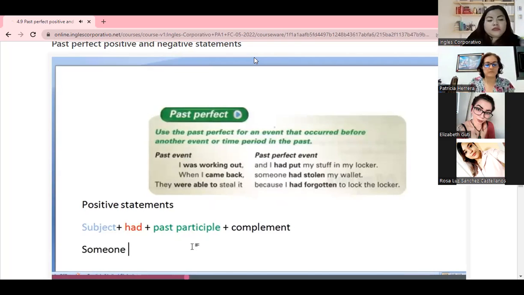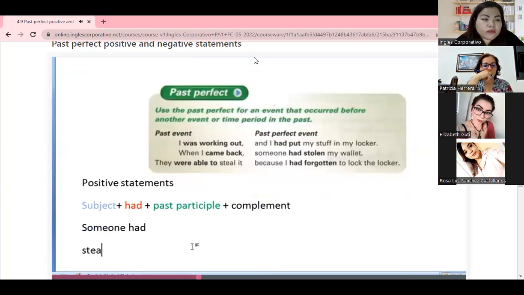This follows the auxiliary verb. In this case, it is going to be had, and then this is going to follow the past participle of whatever verb I'm using. In this case, the verb is steal, right? And the past participle of that verb is stolen. Okay, so someone had stolen my wallet.